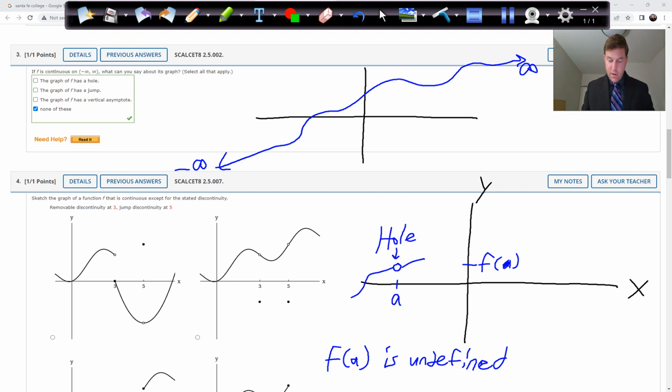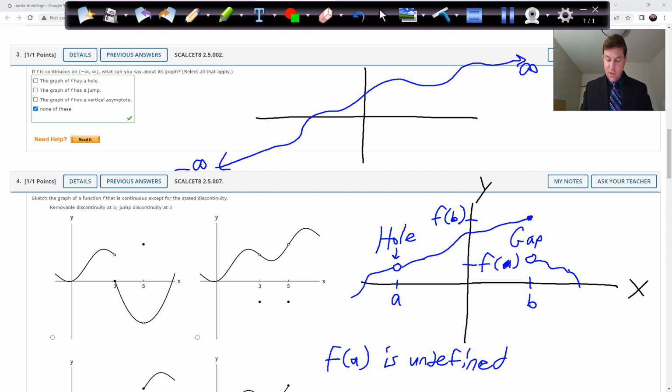Okay, and then let's say our graph keeps going. And then here it's defined, but then it jumps down to here. Okay, this is called a gap, and the function would be defined, let's call this b. It would be defined at f of b, this filled in one, and it would not be defined at this hole down here. So that's called a gap.